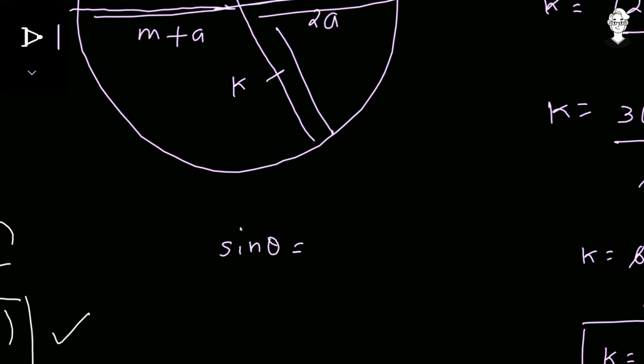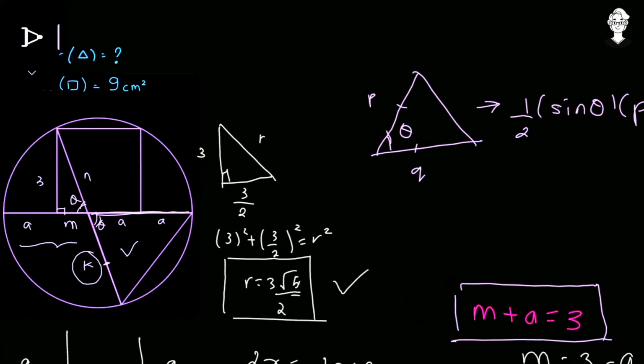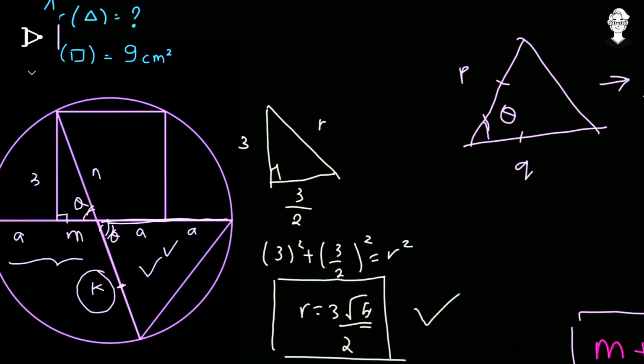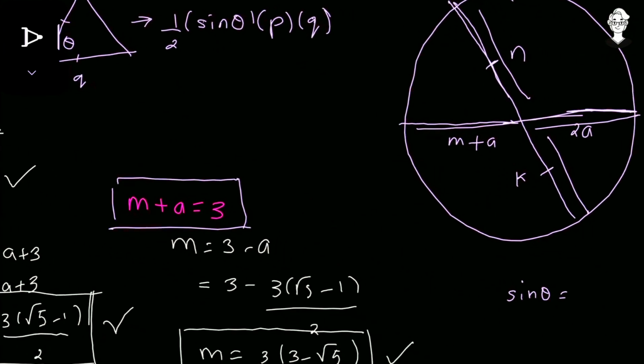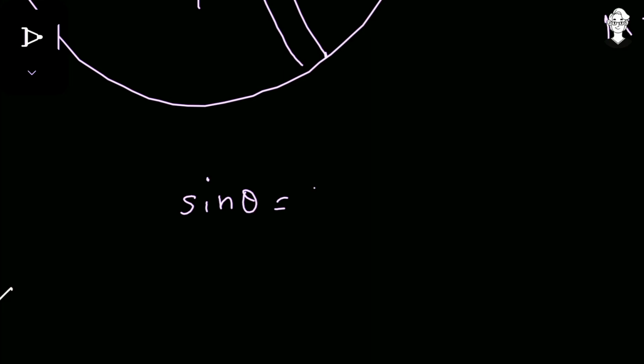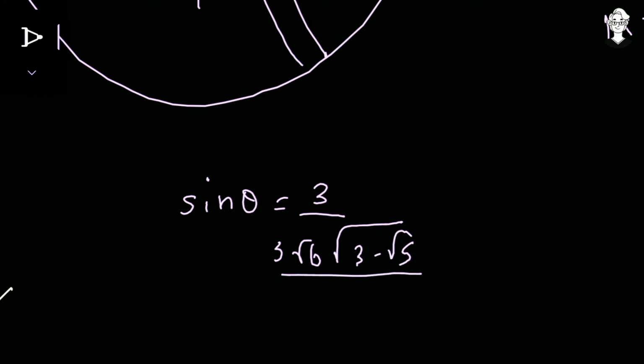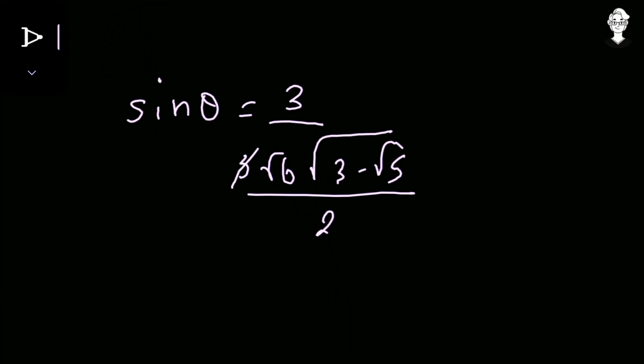So sine theta in this triangle, as they are vertically opposite angles, so sine theta over here is equal to sine theta over there. So sine theta in this right angle triangle is 3 upon the hypotenuse. So sine theta is perpendicular upon hypotenuse. So perpendicular is 3, hypotenuse is n, and n is equal to 3 times square root of 6 times square root of 3 minus square root of 5 upon 2. So from here 3 and 3 got cancelled out.